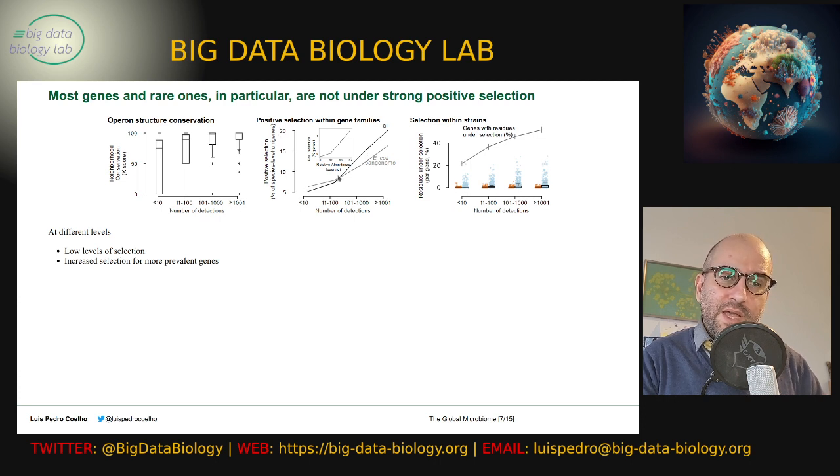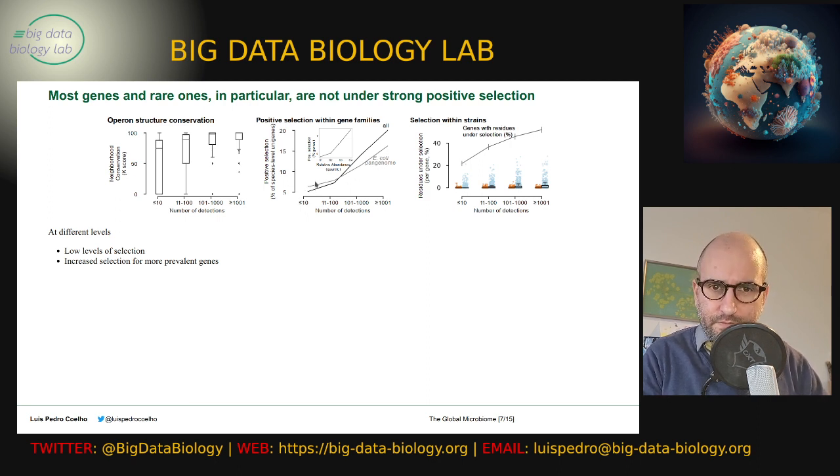Measures of positive selection go up for more common versus less common genes, and here we also took the E. coli pangenome, because we actually have a lot of E. coli genomes. There are a couple of reasons why we took this one, but the main one is that it's the one with the most genomes, and we couldn't do this analysis, we didn't have enough numbers, for any other species, but the pattern follows more or less the same.